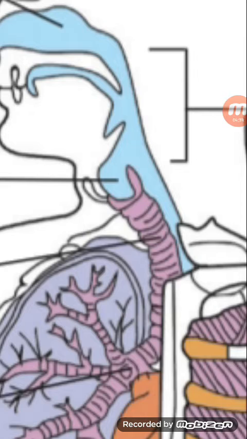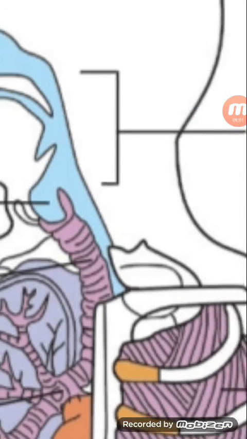In male, the larynx increases in size at the time of puberty. Larynx is also called Adam's apple. In male, it can be noticed in the neck region.